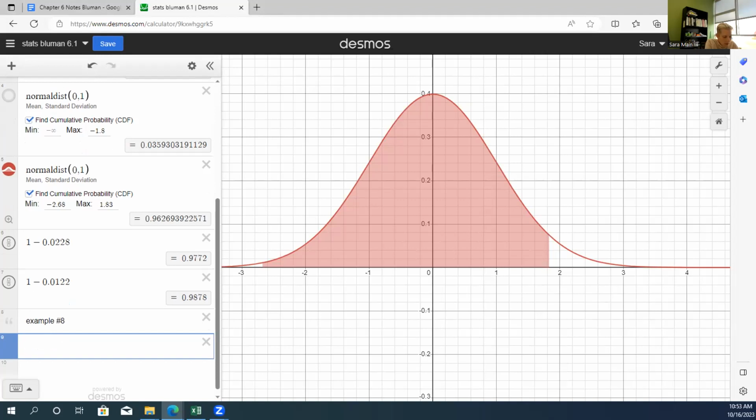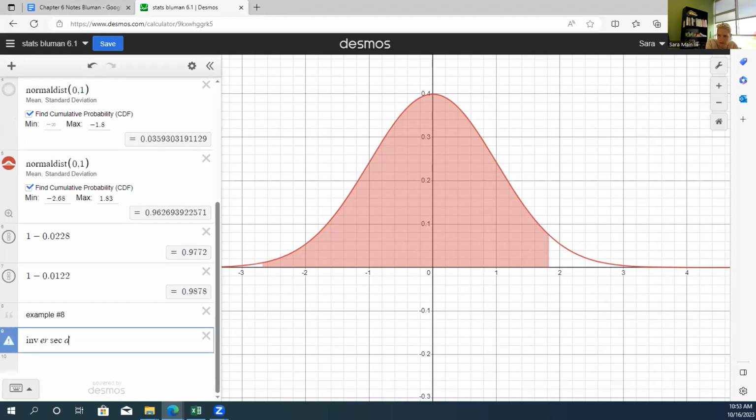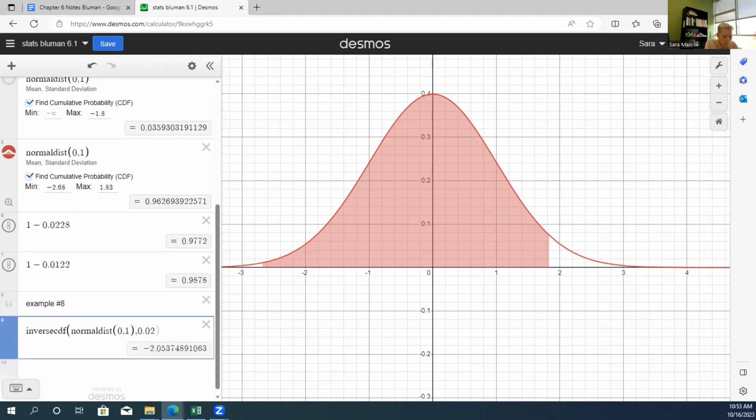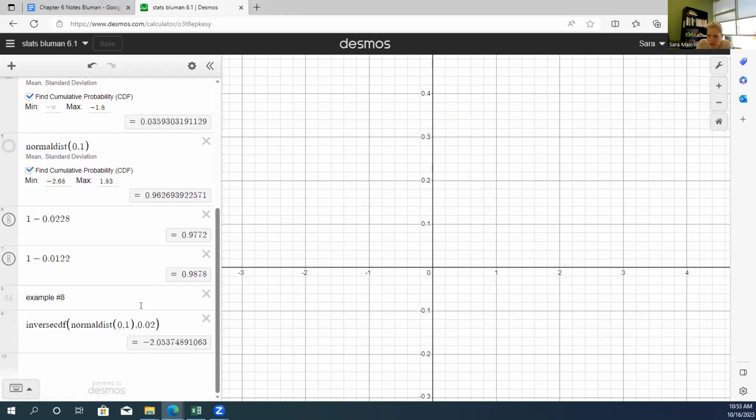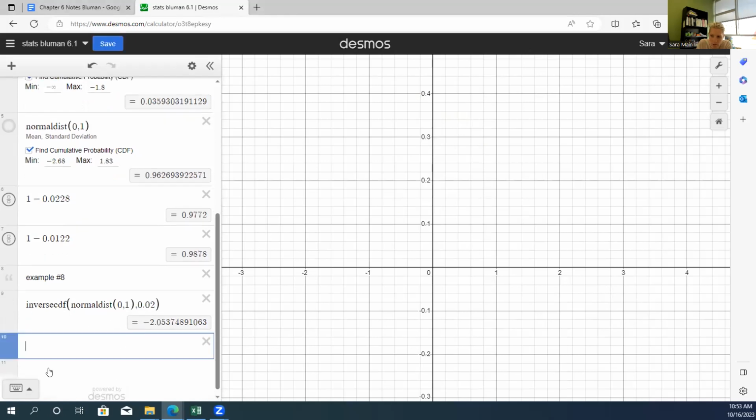And so we're going to type inverse CDF of, and then I can paste my normal distribution right there, and then a comma, and my area to the left, 0.02, parentheses. Now, the only disappointing thing about the inverse CDF is it doesn't draw the graph, okay? But we can reverse it to check if we want to make sure we did the right thing. So we do have a negative z-score. That would make sense because we're looking for the area to the left.